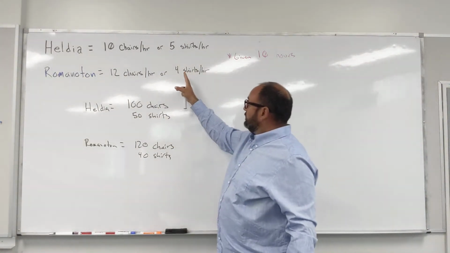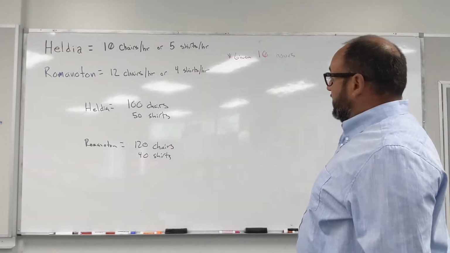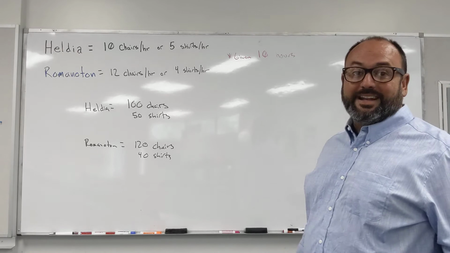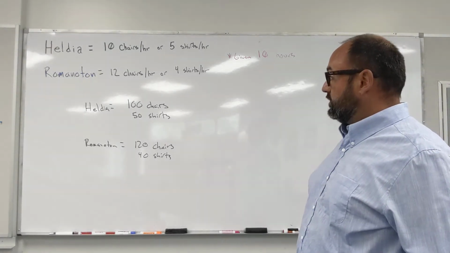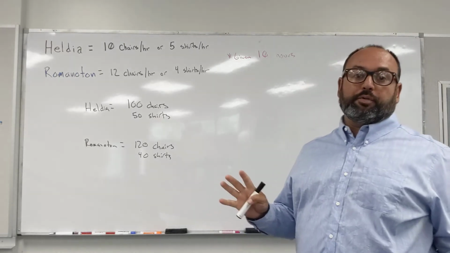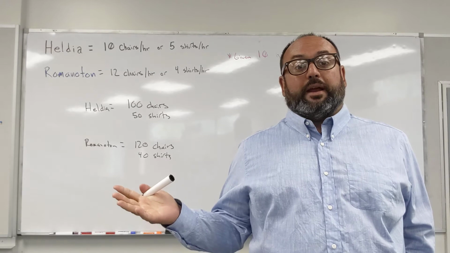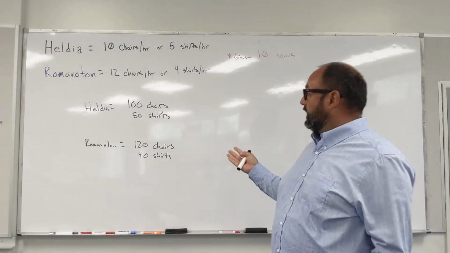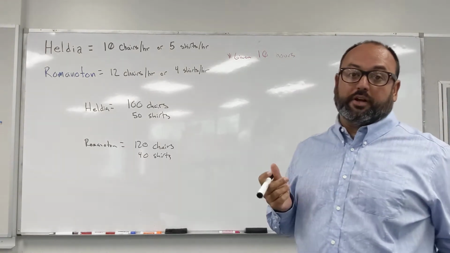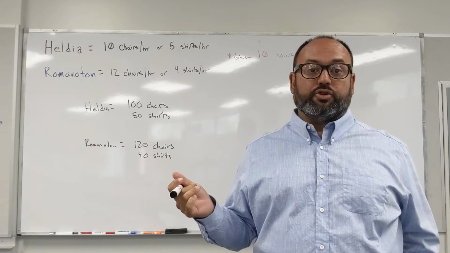From these input to output conversions, we can clearly identify that Romanoton has an absolute advantage in the production of chairs. If they used all of their productive resources exclusively for making chairs, they could make more chairs than Heldia. Whereas Heldia has an absolute advantage in the production of shirts. If they used all their productive resources, they're going to make more shirts.